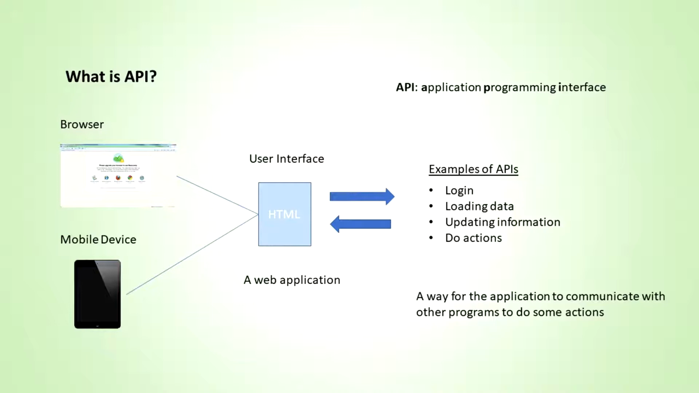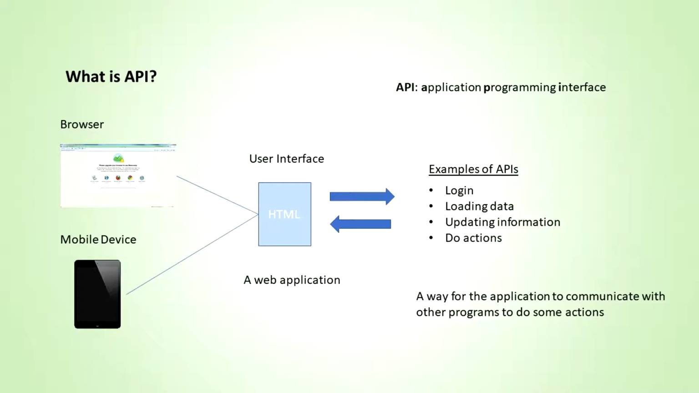So in a modern web application, there could be hundreds of APIs. For example, when you visit websites like Amazon or eBay, every action, every piece of information displayed on the web pages, whether or not you can see it, there is one API that takes care of it.